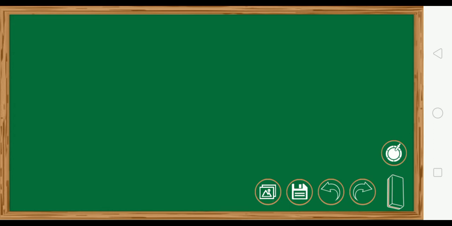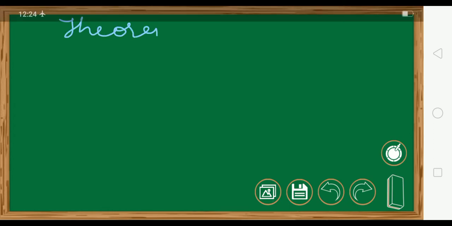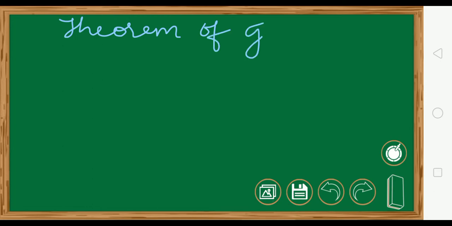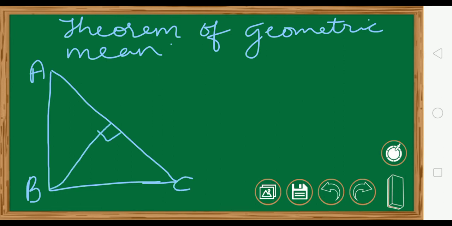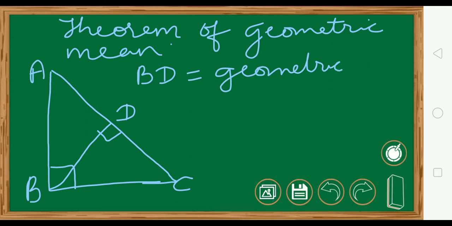Then you have a very important property, that is the theorem of geometric mean. Theorem of geometric mean. Now what does this mean? I'll explain to you. If this is a triangle ABC and we draw a perpendicular from the right angle to the hypotenuse, say we will call it D, then BD is known as the geometric mean.